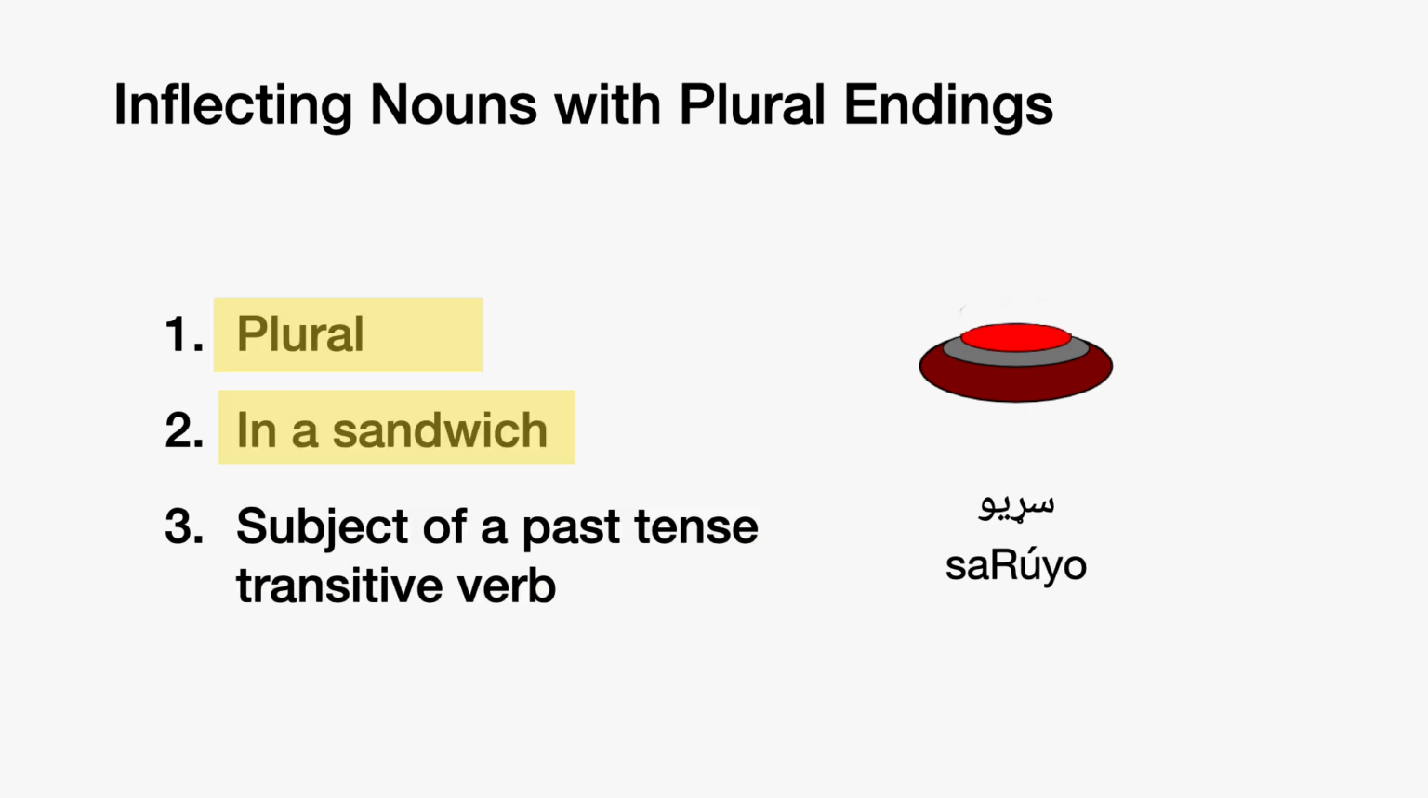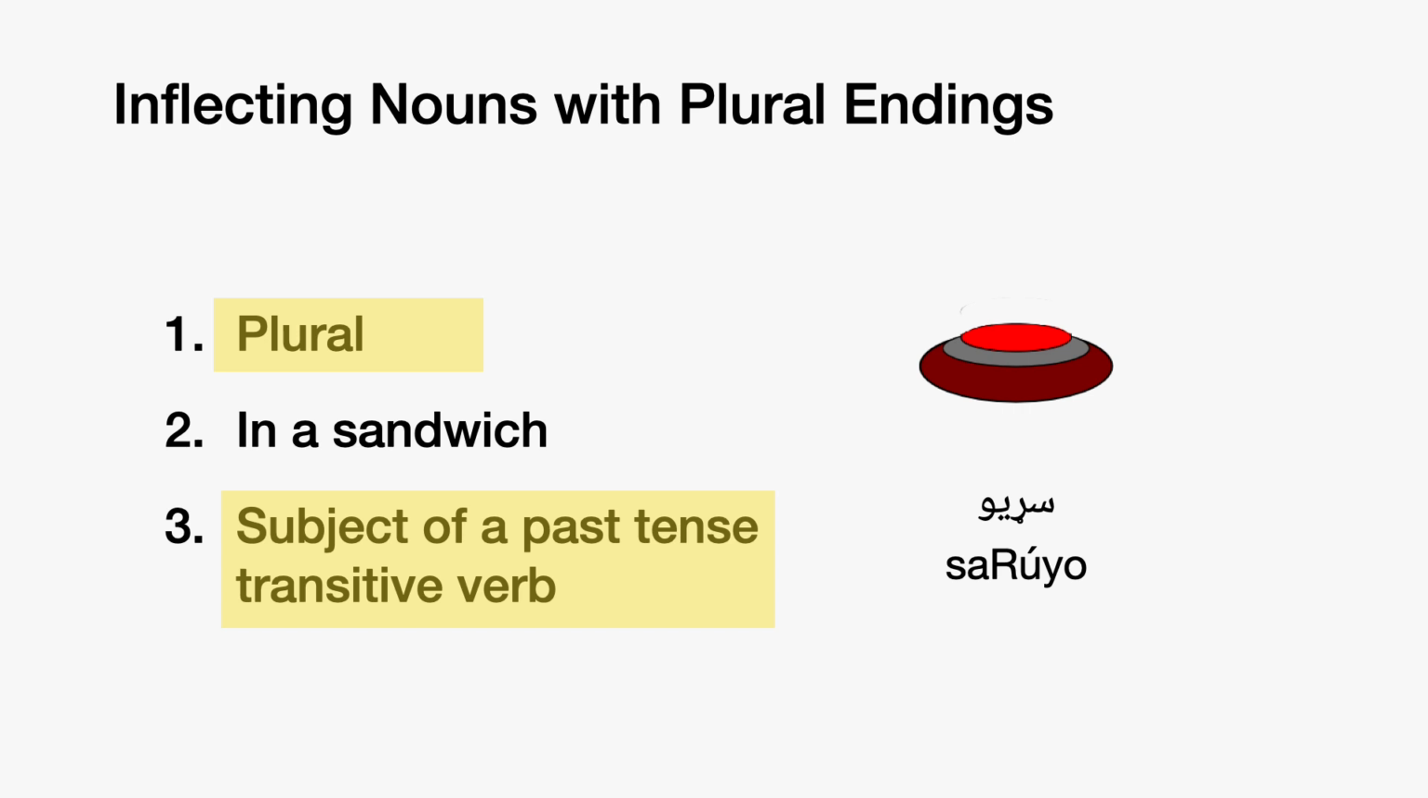But what happens if it's plural and in a sandwich? Well, then we have to double inflect it to sariu. It's like we're pressing the button twice. We're using the second inflection. Same thing if it's plural and it's also the subject of a past tense transitive verb. We use that double inflection.